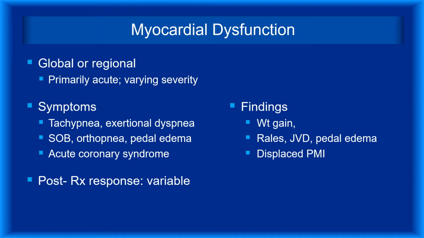Lyme myocarditis may produce myocardial dysfunction that is either global or localized. The severity varies from patient to patient. This is primarily an acute manifestation of the infection. Depending on the severity of the dysfunction, patients will present with any or all of these symptoms and findings. While most patients will respond to appropriate antibiotic therapy, not all will obtain a complete recovery.